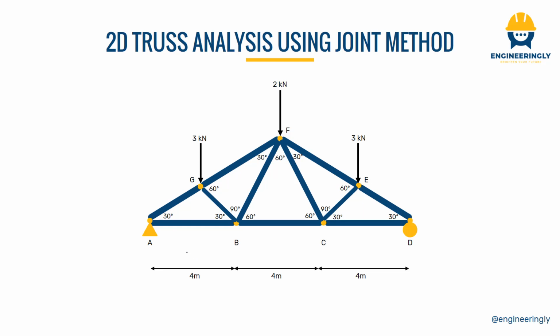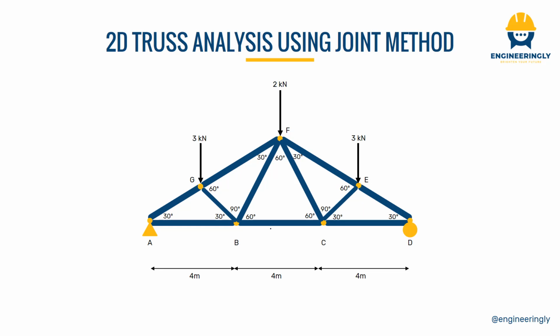Here, as you can see, we have a 2D truss which is used for roofing of a hall. The loadings are given. We have the angles between the elements of the truss. We have a support at point A, which is a pin support, and we have a support at point D, which is a roller support. These are the usual types of supports used for trusses.